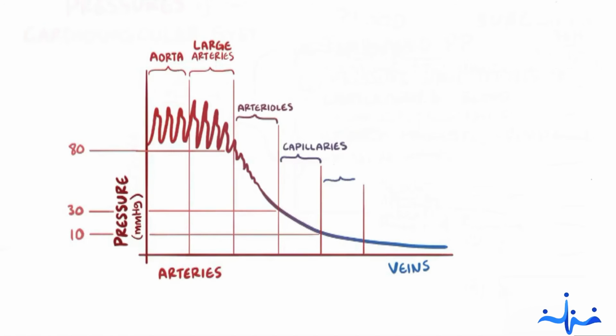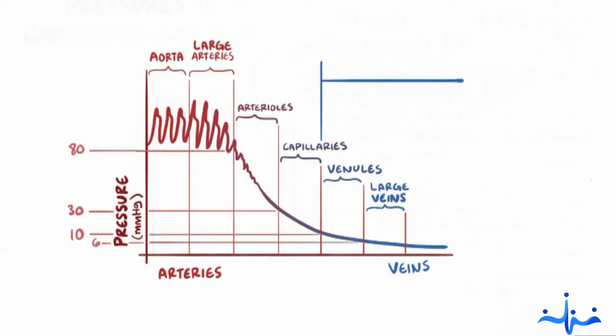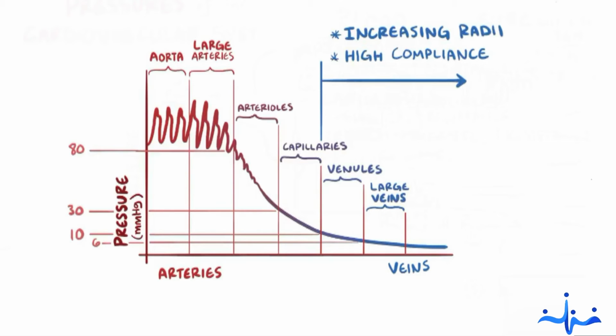After the capillaries, blood goes into the venules and then the larger veins. At this point, the pressure drops aren't very big at all, because the blood vessels have a larger and larger radius and have a high compliance, and can expand to hold more blood.